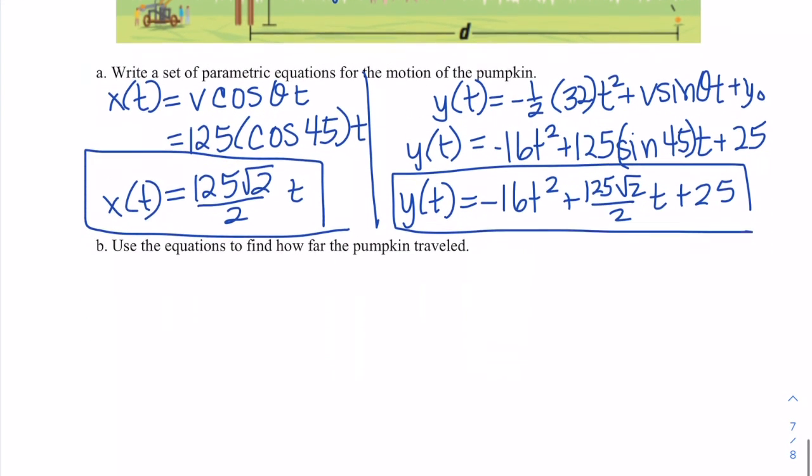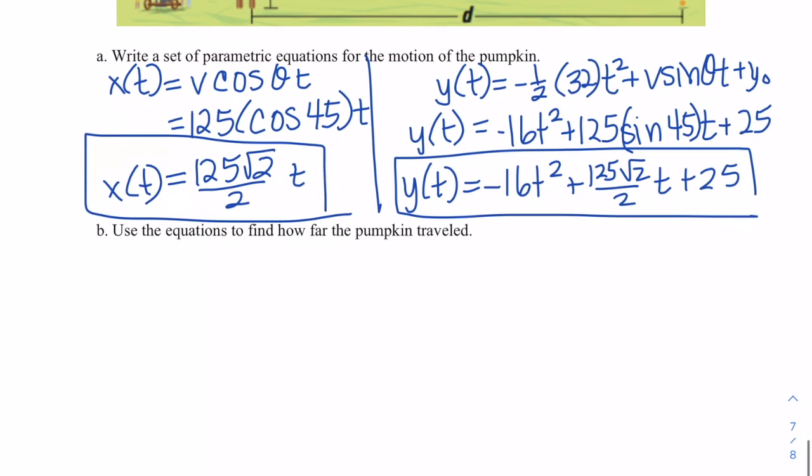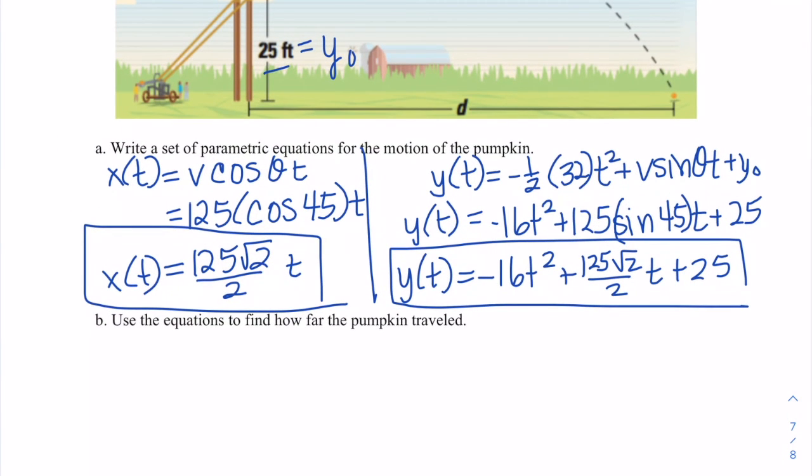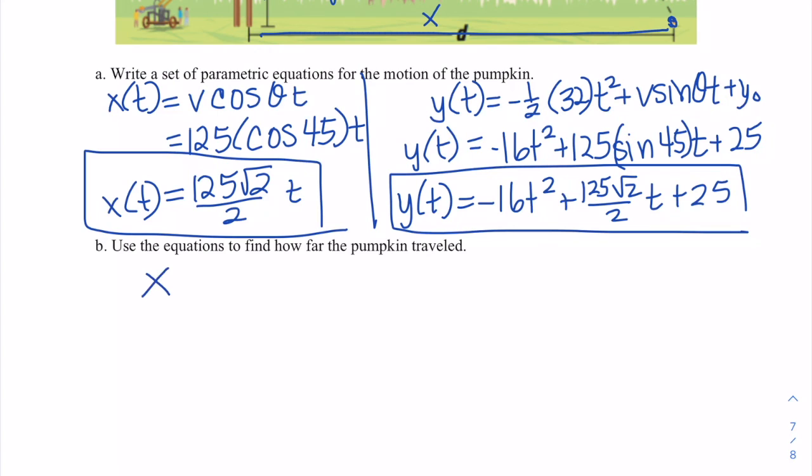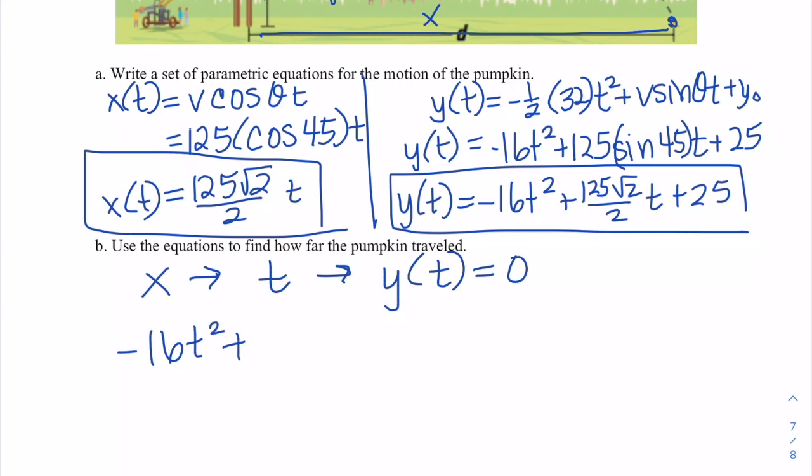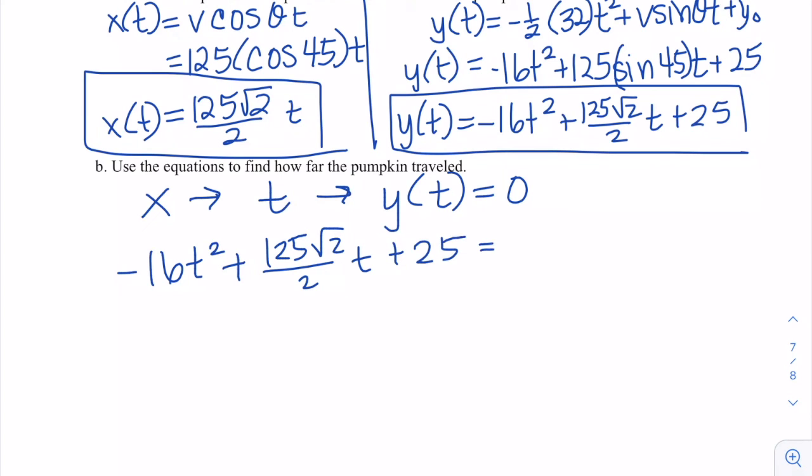Now we want to find how far the pumpkin will travel. And so remember, when we consider the parabola, the distance that it travels will be the x value, and the vertical component would equal 0. So we're looking for that horizontal distance, but we'll need to figure out the time when the vertical motion equals 0. So we can set this equation equal to 0. We can't factor it, so we'll have to use the quadratic formula.